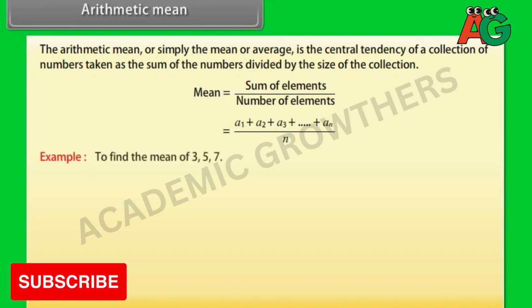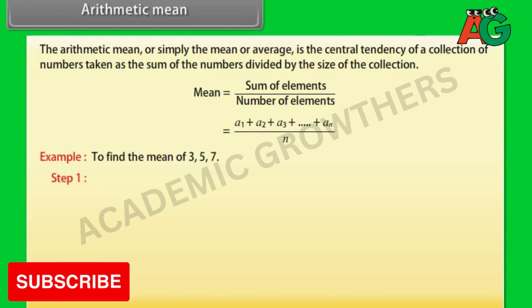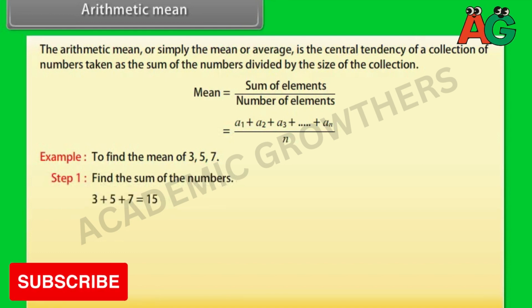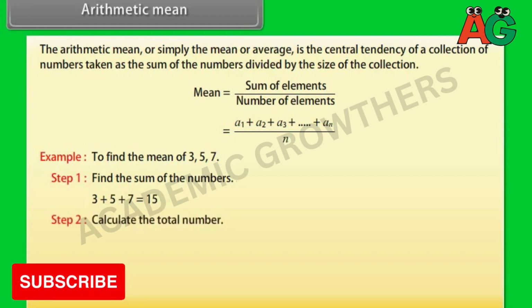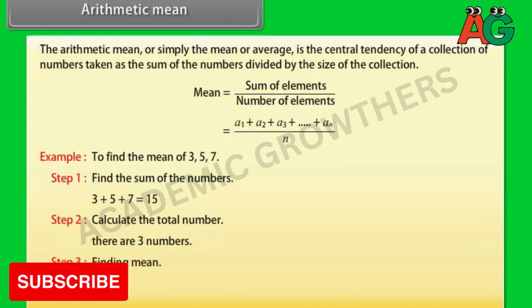Example. To find the mean of 3, 5 and 7. Step 1. Find the sum of the numbers, that is 3 plus 5 plus 7 is equal to 15. Step 2. Calculate the total number. There are 3 numbers. Step 3. Finding the mean. 15 by 3 is equal to 5.